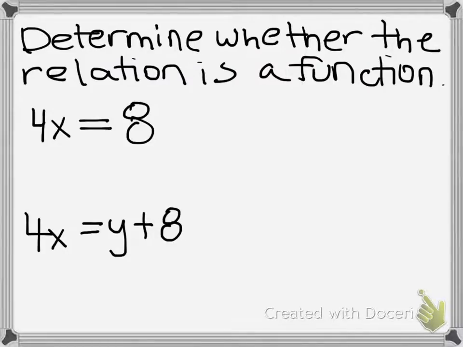Now we'll look at how you can tell whether a relation is a function when you have an equation. You can see in the first example here, we have 4x equals 8, and there's only one variable, an x. In the second example, you have 4x equals y plus 8. This one has an x and a y. If we were to graph these equations, the one with just the x would be a straight vertical line, so we would need to do the vertical line test to determine whether each of these is a function or not. First, I would need to solve for x for the first one.